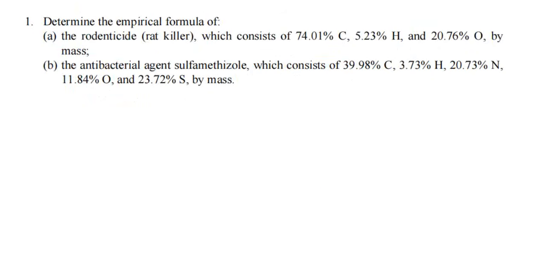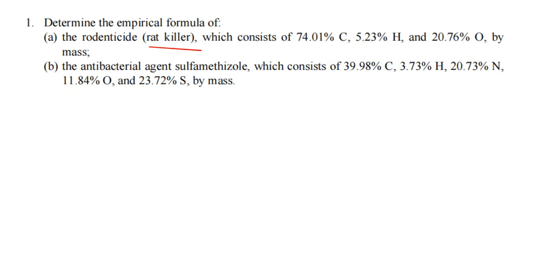We are asked to determine the empirical formula, and we know from our knowledge that the empirical formula is just the simplest whole number ratio. So the rodenticide, which is a rat killer, consists of these percentages of elements. And B is the antibacterial sulfamethoxazole, but anyway, let's just go with the first question. So the rodenticide has these percentages.